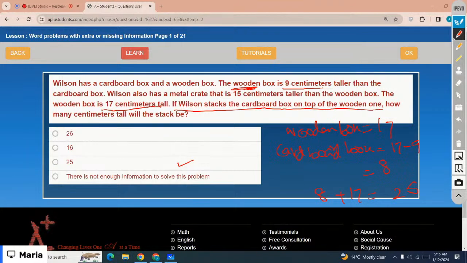You added 9 to 17. You don't need to add 9 because you are given the wooden box is 17 centimeters and you are given the wooden box is 9 centimeters taller than the cardboard box. You need to calculate the length of the cardboard box, so you have to subtract 9 from 17. So 17 minus 9 is 8. The correct option is 25. Got it?